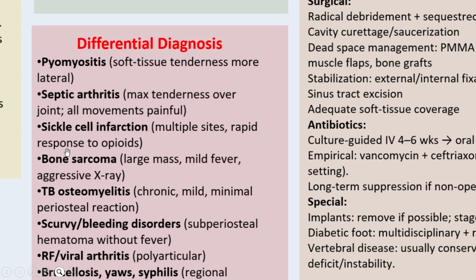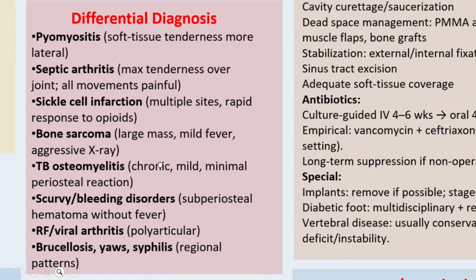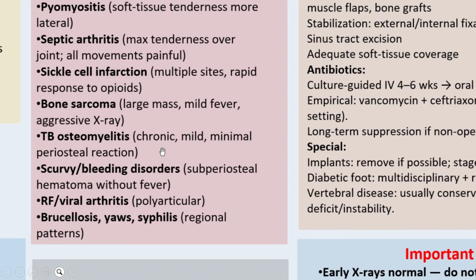Then we can consider bone sarcoma if we have a large mass with mild fever and an aggressive X-ray. So you have a hand that the X-ray looks worse than actually the symptoms. Most of the time we consider bone sarcoma. Then TB osteomyelitis, it can be chronic, it can be mild, minimal, and we have minimal periosteal reaction. Then scurvy or bleeding disorders, when you have suppressed periosteal hematoma without fever.